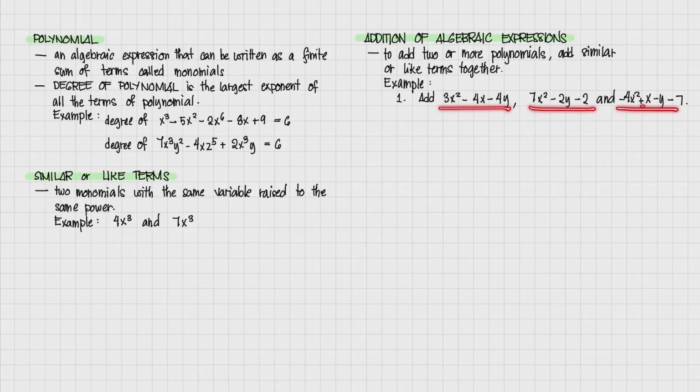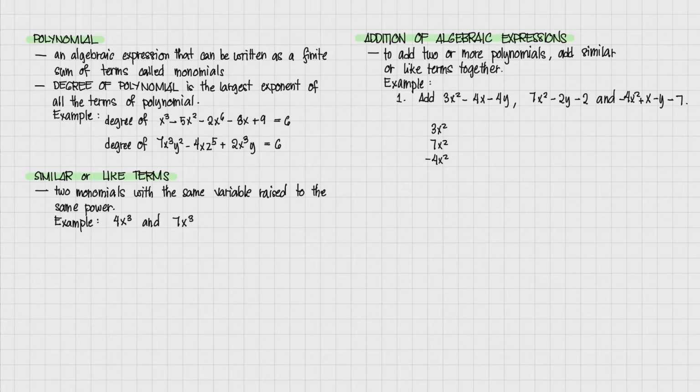So we're just going to rewrite this in your standard addition format. For the first expression, we have positive 3x squared. For the second, we have positive 7x squared. For the third, we have negative 4x squared. Again, we return to the first expression. So you have negative 4x. On the second expression, we don't have anything that has a literal coefficient of x. But on the third expression, you have positive x there.